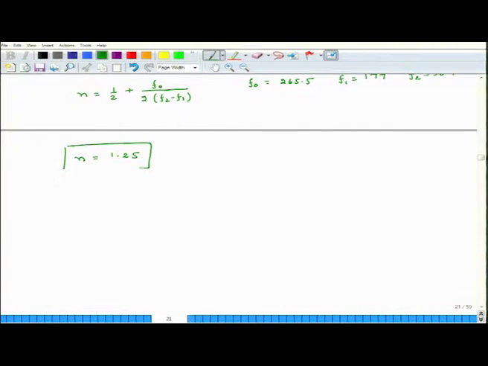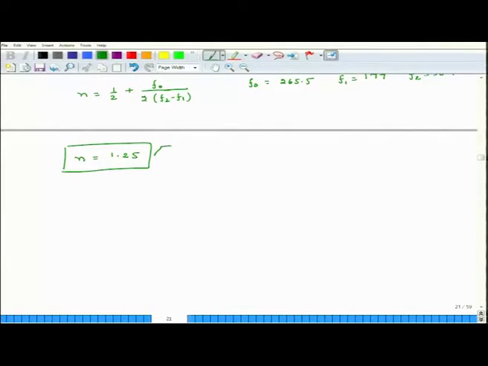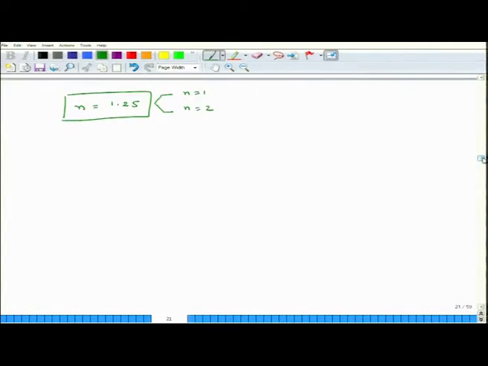Based on these values, but I know that n should be an integer number. So, what are the integer numbers which are closest to it? So, I have two possibilities, n equals 1 and n equals 2. So, I have to now check both these possibilities and see which n will be a good choice for us. So, first we try n is equal to 2.